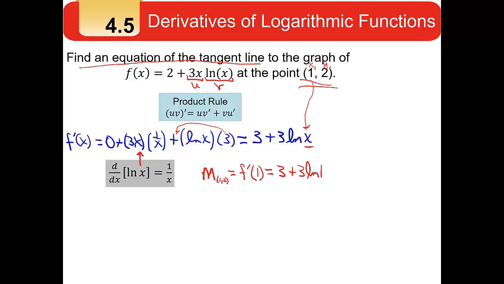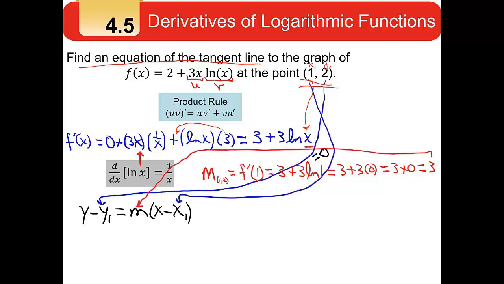So you end up with 3 plus 3 times the natural log of 1, and then you say, aha, remember the natural log of 1 is always 0. So I end up with 3 plus 3 times 0, which is 3 plus 0, which is 3. So the slope of this tangent line is going to be 3, and I know the point is 1, 2. So I go to the point-slope form and plug everything in. I plug a 1 in for x sub 1, I plug a 2 in for y sub 1, and I plug 3 in for the slope.